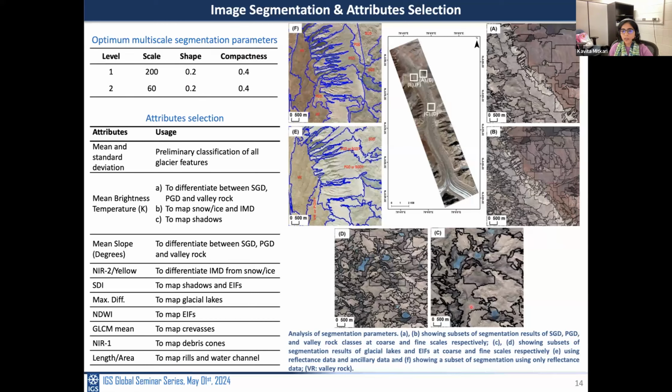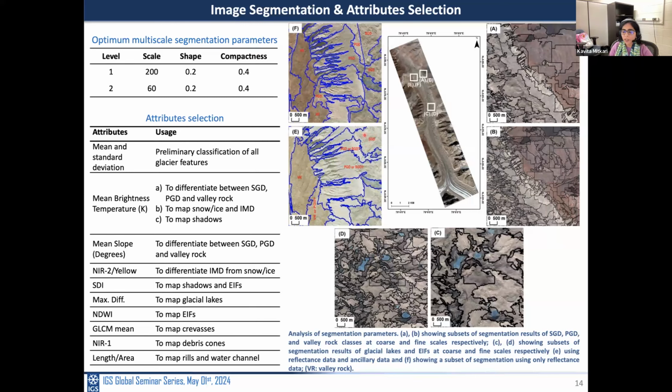So this particular figure shows why I have considered the ancillary data. As can be seen from this particular subset, it is very difficult to distinguish between this SGD and this PGD.